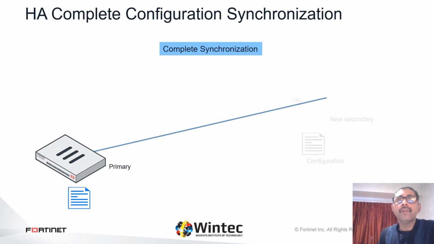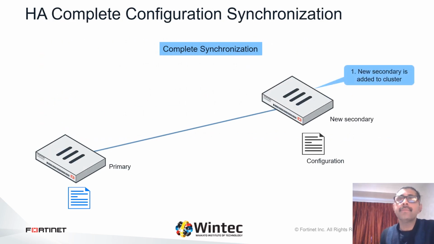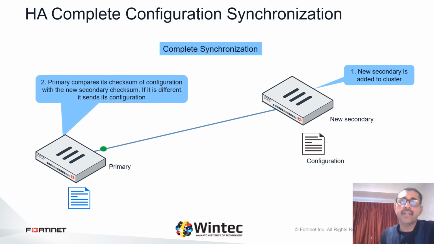Now, to prepare for a failover, the HA cluster keeps its configuration in synchronization. We can explore that. FortiGate HA uses a combination of both incremental and complete synchronization. When a new FortiGate is added to the cluster, the primary FortiGate compares its configuration checksum with the new secondary FortiGate's configuration checksum. If the checksums don't match, the primary FortiGate uploads its complete configuration to the secondary FortiGate, and then the new secondary is added to the cluster.